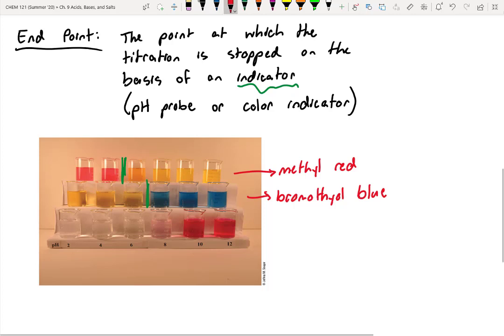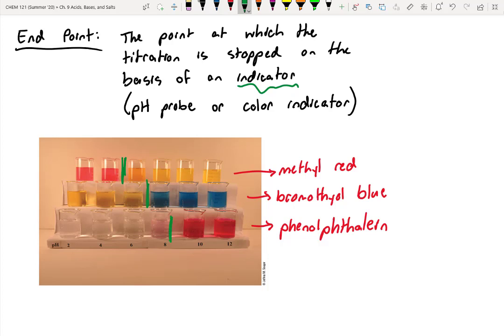And then in the last one here, we've got phenolphthalein. And again, you can tell this one's a little bit different. It's got a color change, again, kind of near pH 8, I think. So depending on the pH of the equivalence point, we might select a different indicator so that we can detect when the endpoint is reached for that given titration.